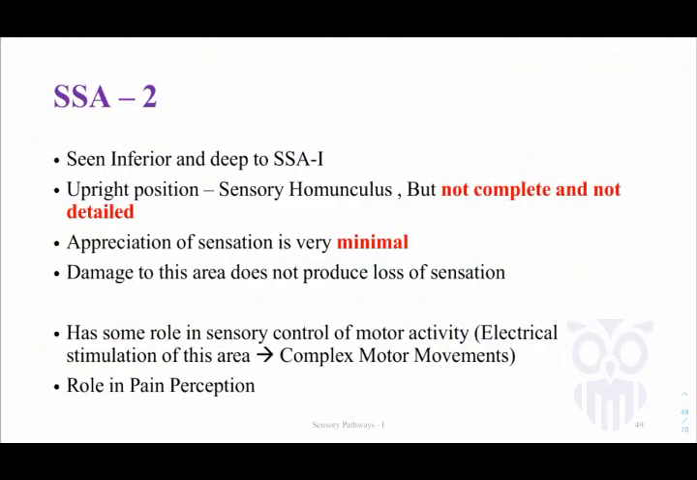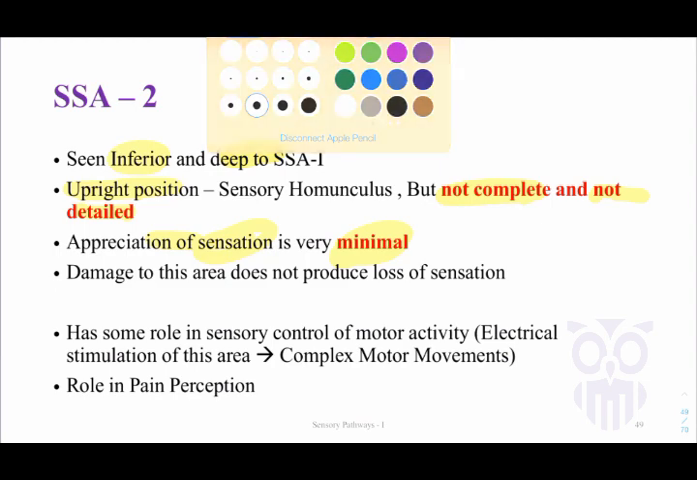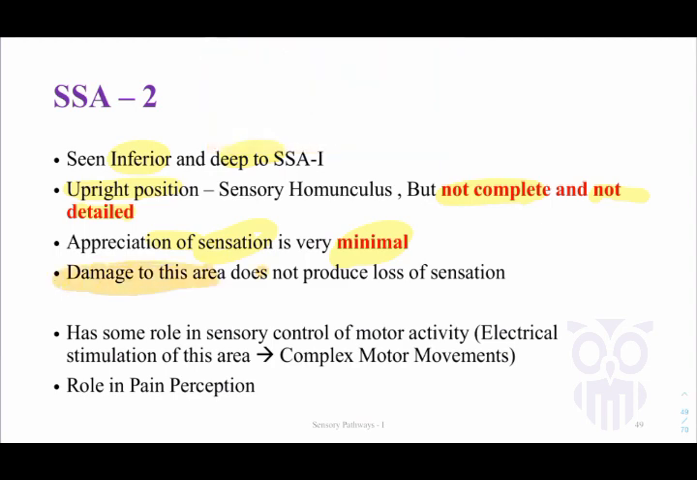This is the second, you have a sub area. So this is seen inferior and deep, upright position, but it's not complete, not detailed, it's very minimal sensation. And one important thing is damage to this area does not produce loss of sensation. So yeah, happy. But it has some roles. What are the roles? It has some role in sensory control of motor activity and role in pain perception. Sensory control of motor activity and pain perception.